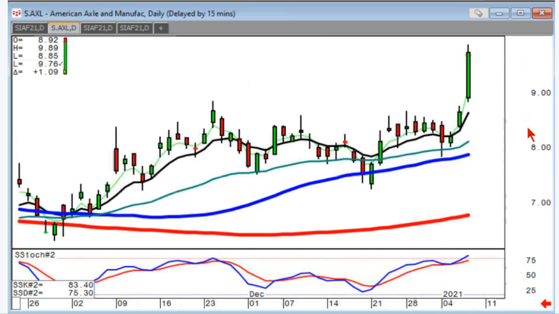Look at your little mini scoop pattern, and where did it break out? Right through that level. What's that tell you about this area right here? That's broken. We're now into the next wave.